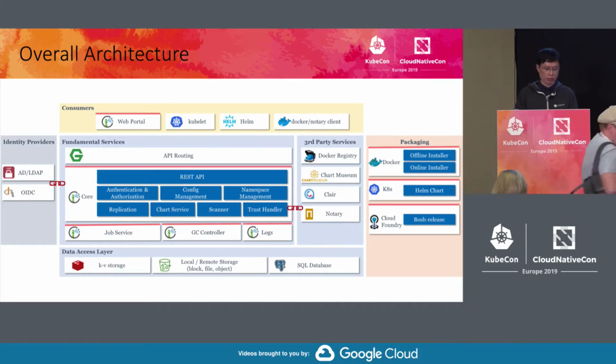And also we can integrate identity providers from AD, LDAP, or any OIDC providers. And in terms of packaging, we can package for Docker Compose, Kubernetes Helm Chart, as well as Cloud Foundry release. So there are many options there for us to choose from.